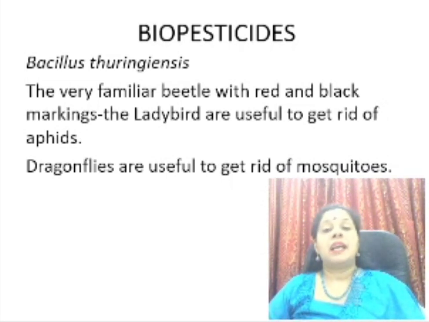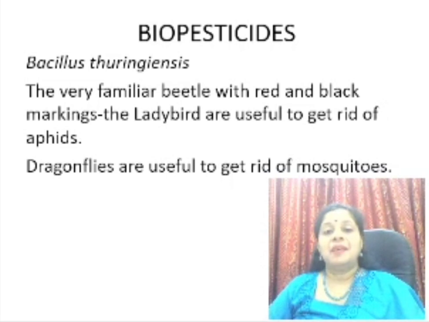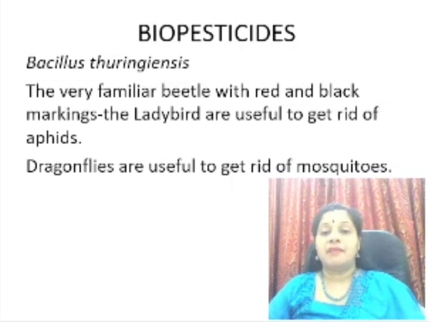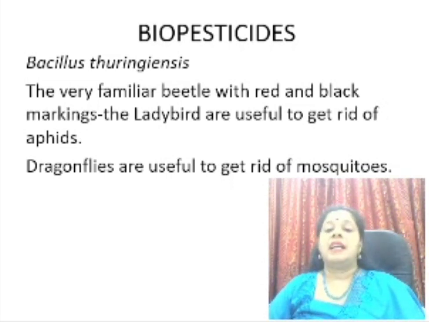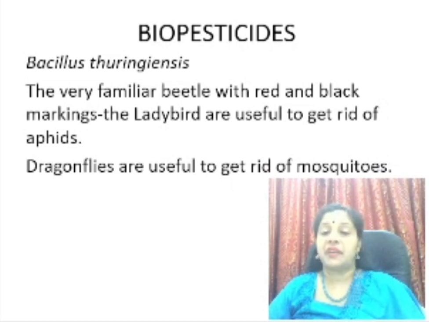Okay. Now another one is a ladybird. Ladybird, though we are telling bird, it is not a bird, it is an insect. You are all familiar with it, a beautiful bug with a red color with a black spot, right? And they are useful for getting rid of aphids. Another one is dragonfly, useful to get rid of mosquitoes.